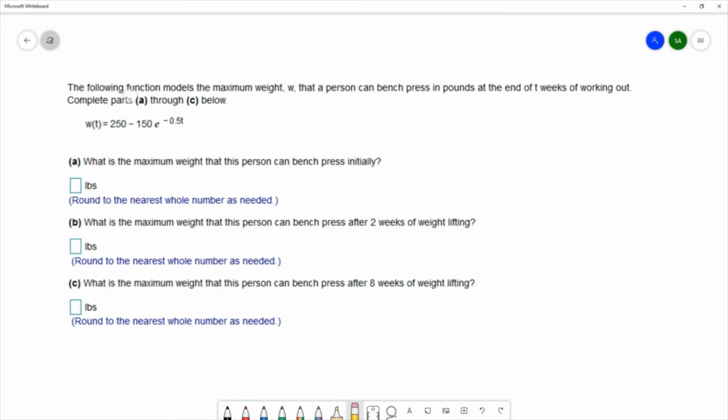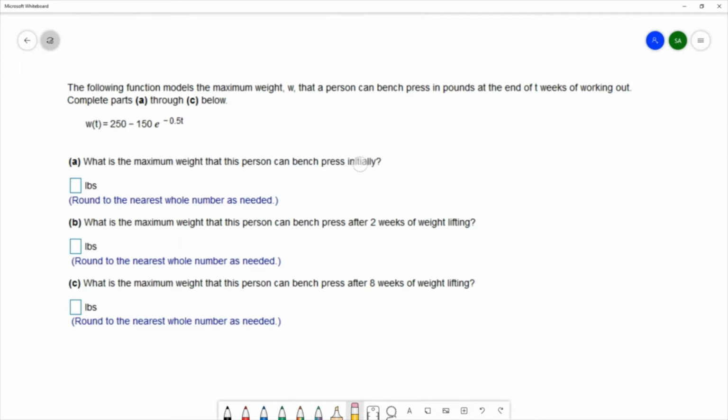The following function models the maximum weight W that a person can bench press in pounds at the end of T weeks of working out. So this is the function W of T equals 250 minus 150 e to the negative 0.5 t. What is the maximum weight that this person can bench press initially?